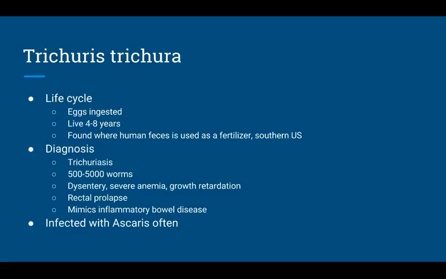Diagnosis, trichuriasis or whipworm infection. The patients will have 500 to 5,000 worms. They can have dysentery, which is chronic diarrhea, severe anemia. In kids, they can have growth retardation, rectal prolapse. This mimics inflammatory bowel disease, and oftentimes patients have Ascaris, which is the next organism we're going to talk about, along with Trichuris.